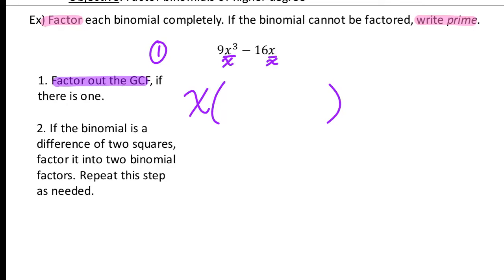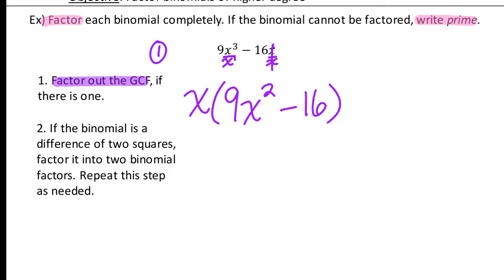So the 9, well, 9 divided by 1 is just 9. But look at the x cubed divided by x. Remember, you subtract the exponent. So 3 minus 1 is going to give us an x to the what power? Squared. And then x divided by x is going to be 1. So I'm just left with negative 16. That was my step number 1. Factor out the GCF. My GCF was x.